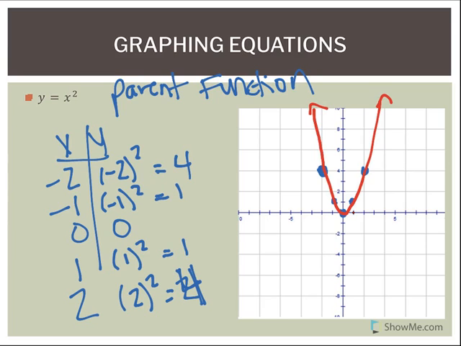Okay. So now if I were to ask you, where is our vertex? Our vertex is the bottom point here. This would be at the point 0, 0. Okay? And then our axis of symmetry would go through our vertex here. This would be the vertical line, so it's x equals 0.